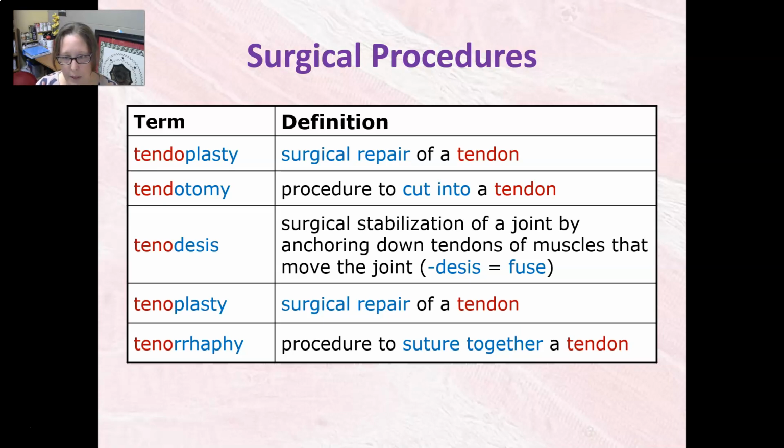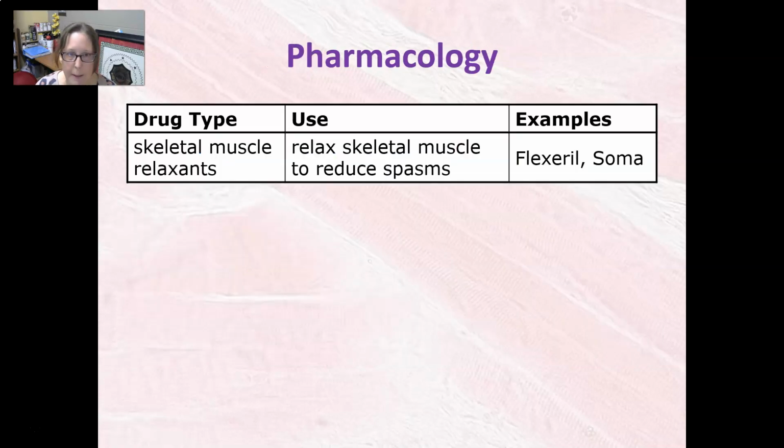Tendoplasty is a surgical repair of a tendon, and tendotomy is a procedure to cut into a tendon. Tenodesis is the surgical stabilization of a joint by anchoring down tendons of muscles that move the joint. So desis means to fuse. Tenoplasty is a surgical repair of a tendon, and tenorrhaphy is a procedure to suture together a tendon.